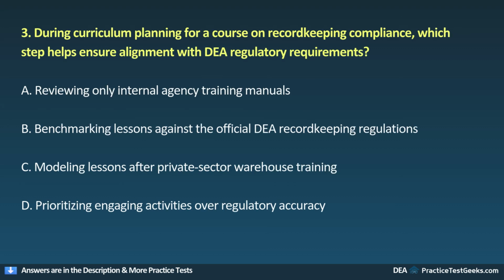3. During curriculum planning for a course on record-keeping compliance, which step helps ensure alignment with DEA regulatory requirements? A. Reviewing only internal agency training manuals. B. Benchmarking lessons against the official DEA record-keeping regulations. C. Modeling lessons after private sector warehouse training. D. Prioritizing engaging activities over regulatory accuracy.